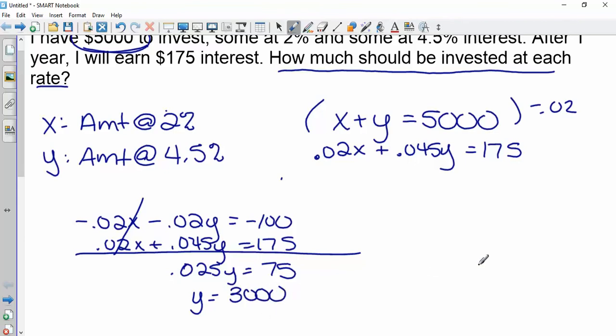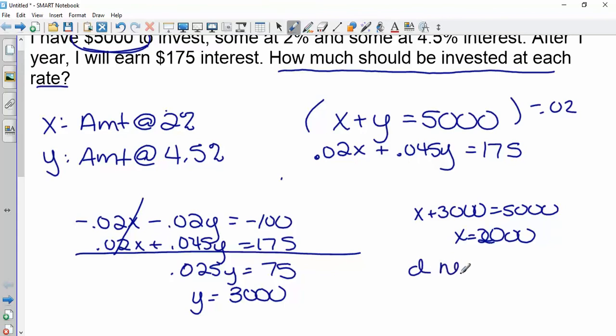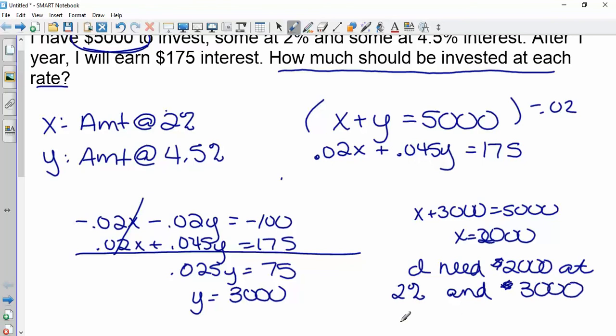Once you have y, how do you get x? Plug it in. Either equation, I'll just go with the first one. So x is 2,000. So I need $2,000 at 2% and $3,000 at 4.5%.